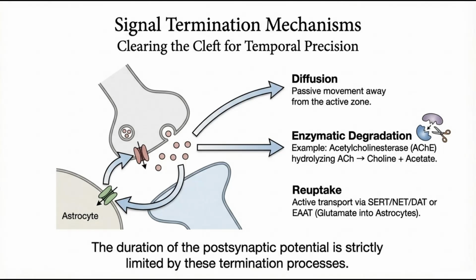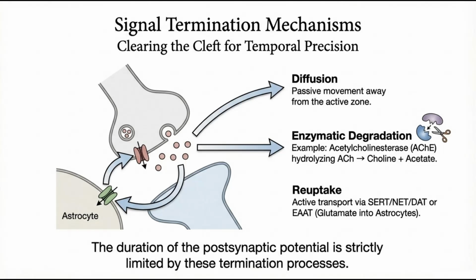Okay, that's very efficient. Mechanism 2 is diffusion. The simplest of all, simple physics. The transmitter just floats away. It diffuses out of the high concentration of the cleft and away from the active zone, so it can no longer find the receptor. It's a bit inefficient, but it works for some larger molecules like neuropeptides.